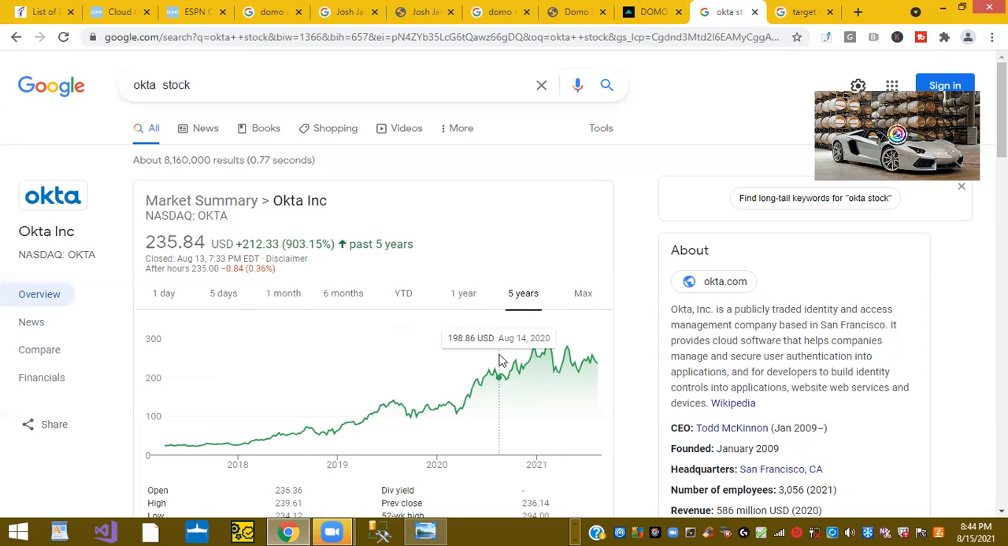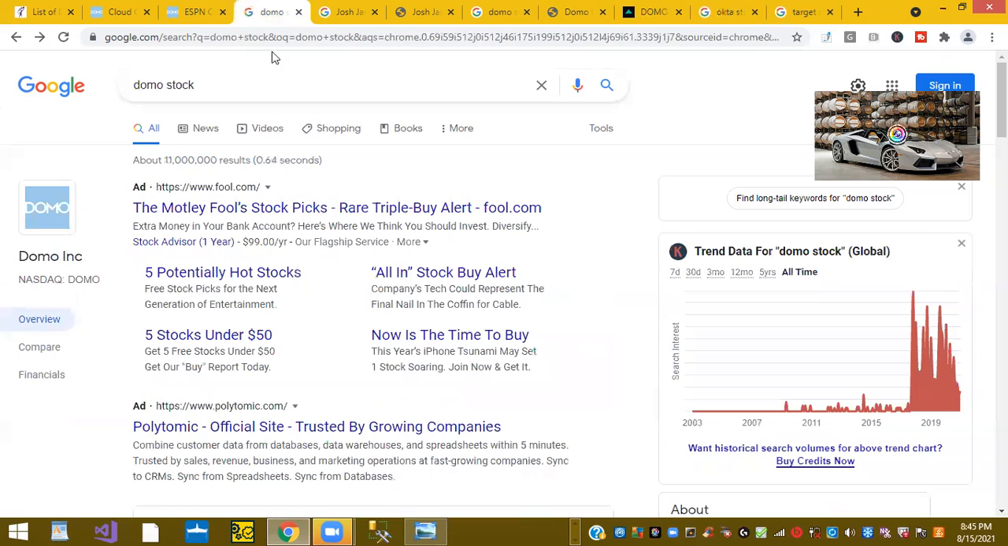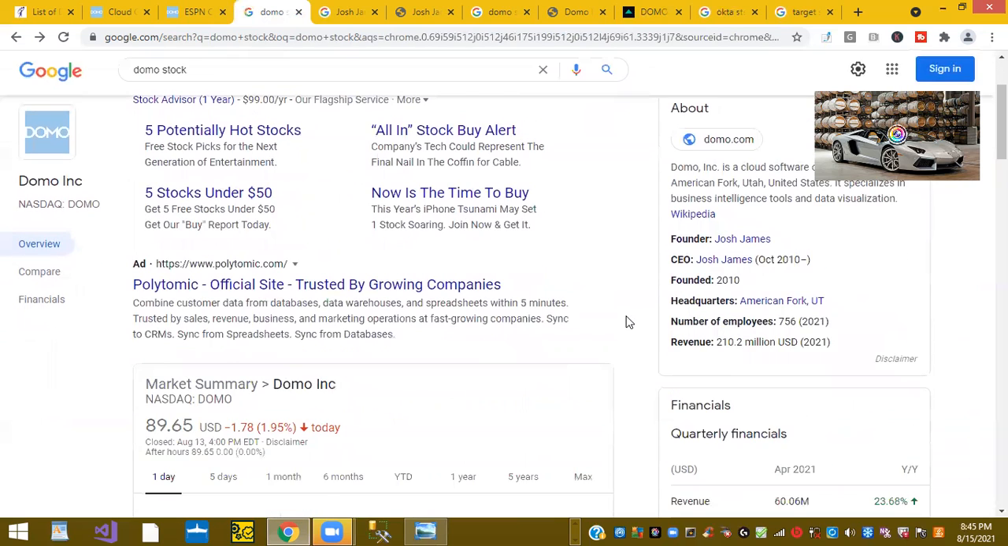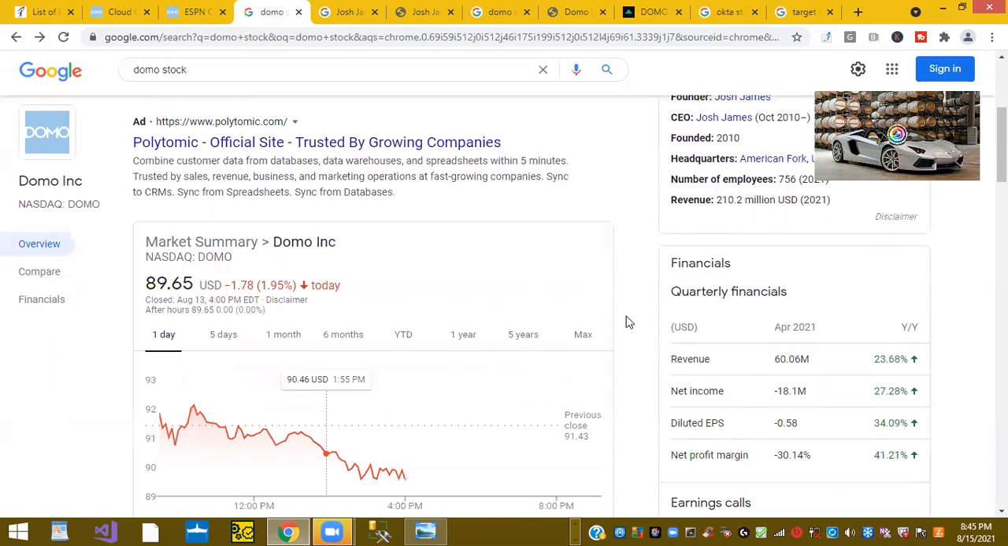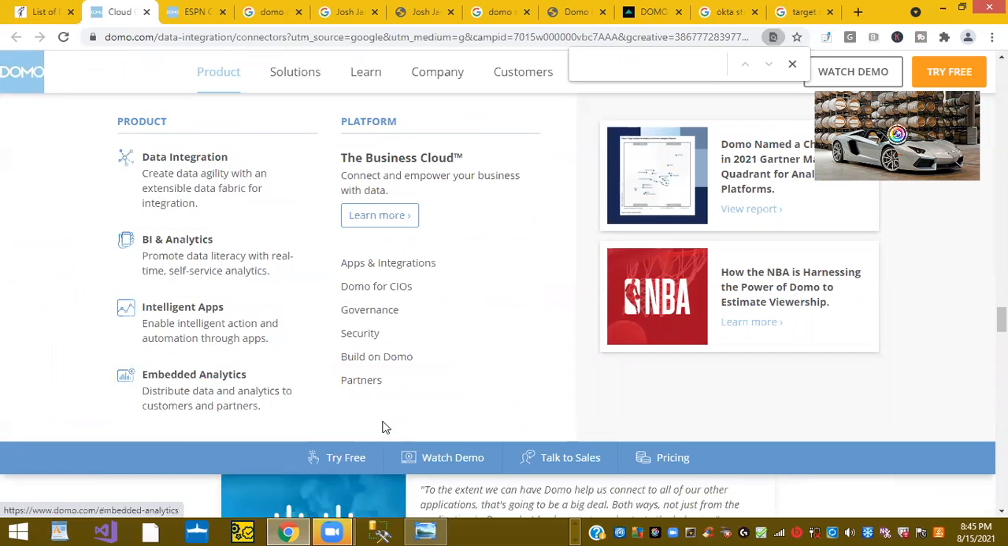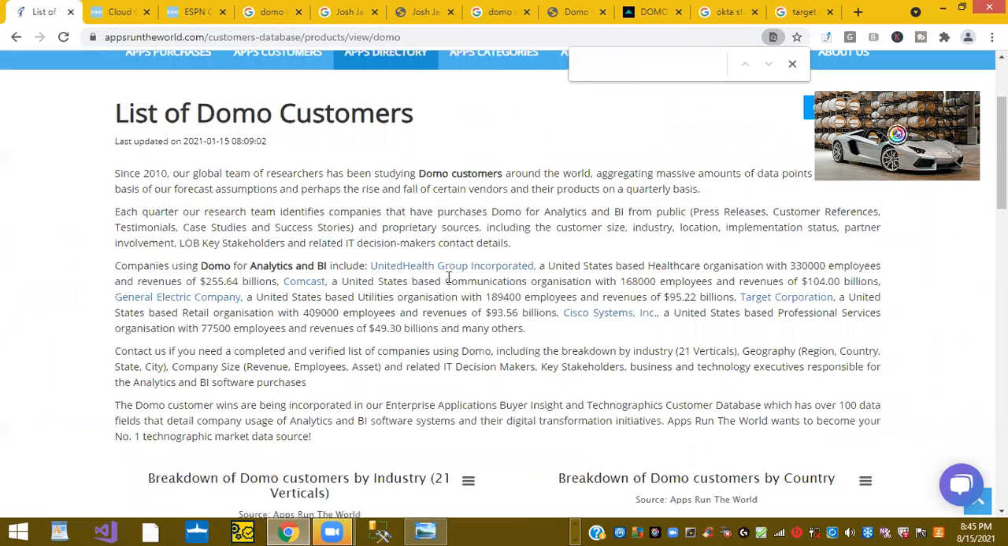So anyway, the feature of this video tonight was Domo. Domo is, again, a business analytics tool. And they have real-time data for companies like Target and ESPN and many other partners, as we talked about, the NBA. Their biggest customer is United Health Group Incorporated, which is like a big hospital or insurance group, $255 billion, also second with Comcast.